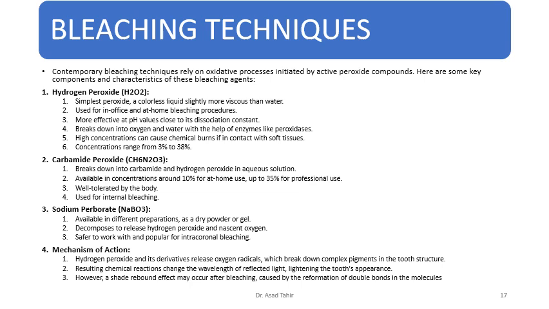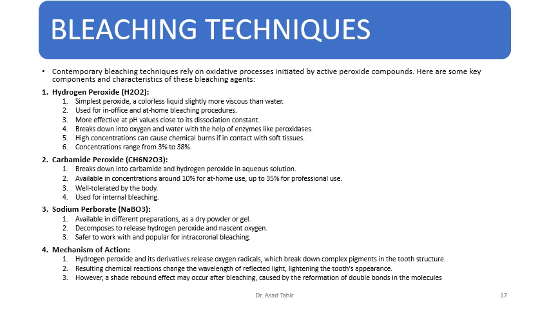Carbamide peroxide, CH6N2O3. Breaks down into urea and hydrogen peroxide in aqueous solution. Available in concentrations around 10% for at-home use, up to 35% for professional use. Well tolerated by the body. Used for internal bleaching.